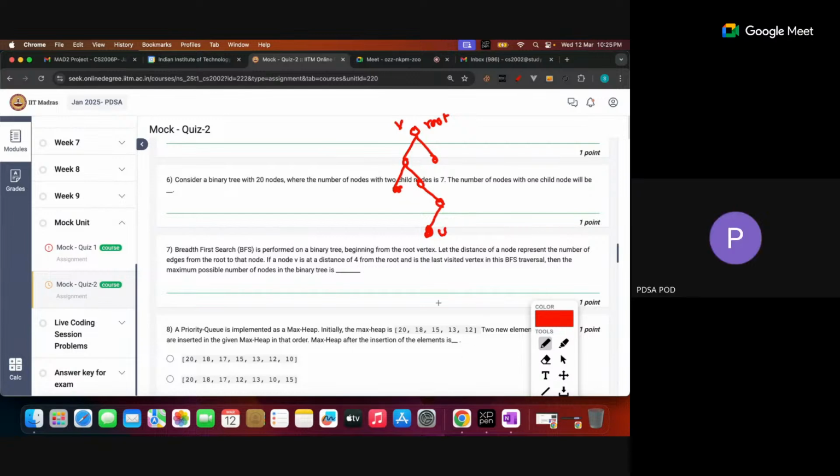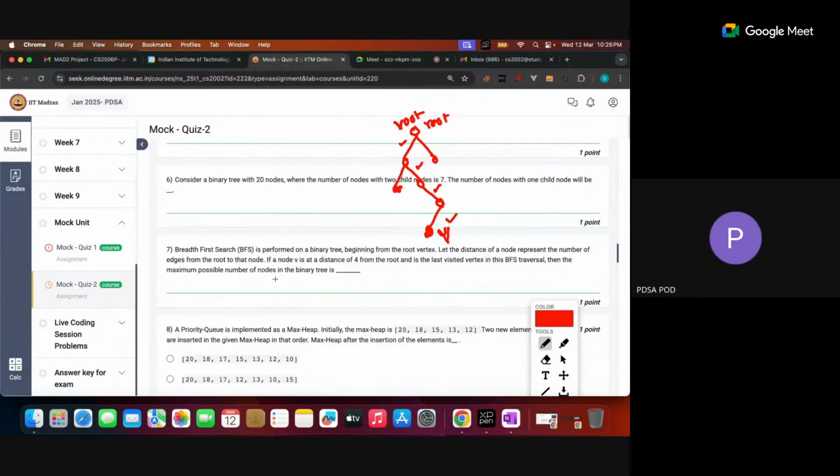Yes, sir. How much is the distance from this root U to V? The edges are number 1, 2, 3, and 4. Is it right? Yes. So if a vertex or a node V is at a distance of 4 from the root, let's consider this is the root, and this is V. Because as per that question, if a node V is at a distance of 4 from the root, that is the last visited vertex. So a distance of 4 means it's the last visited in BFS.